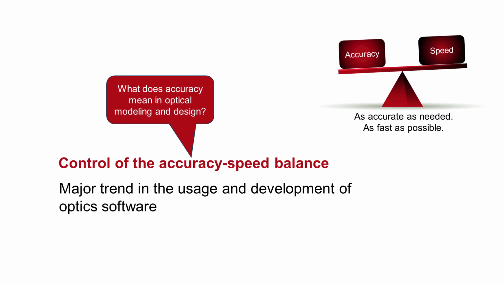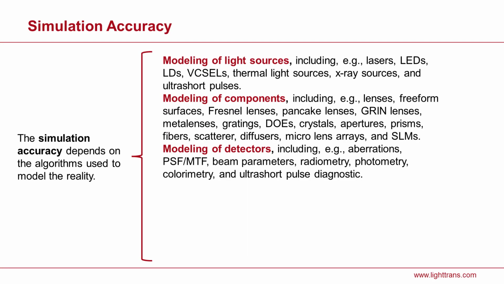What about the accuracy? What does accuracy mean in the context of optics and optic simulations? Higher accuracy entails more closely replicating physical reality and depends on the mathematical models and algorithms selected to construct the digital twin. Then we need models for different types of sources, different types of components, and different types of detectors in order to construct said digital twin.